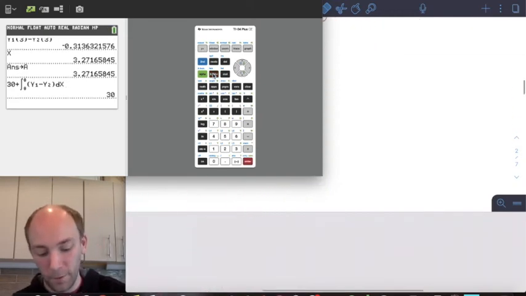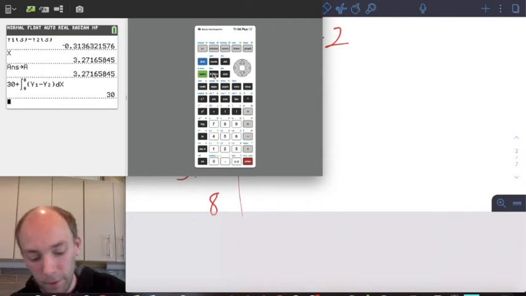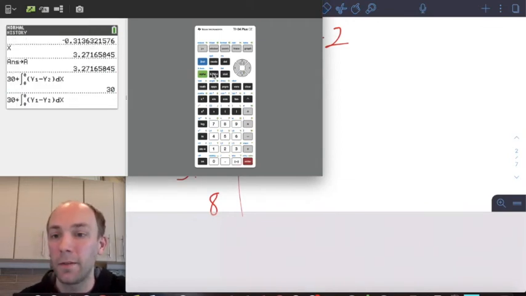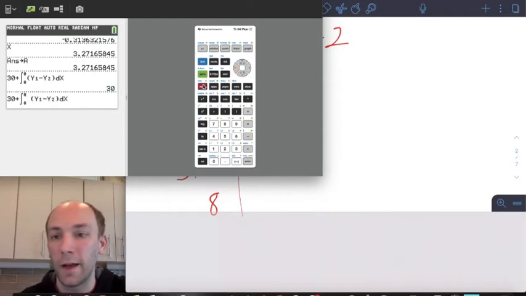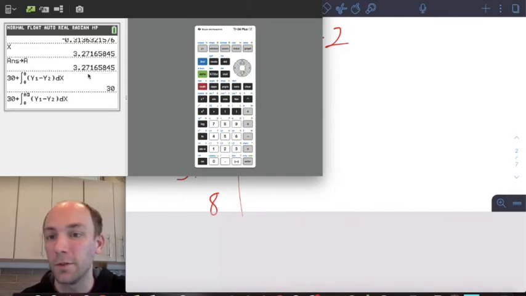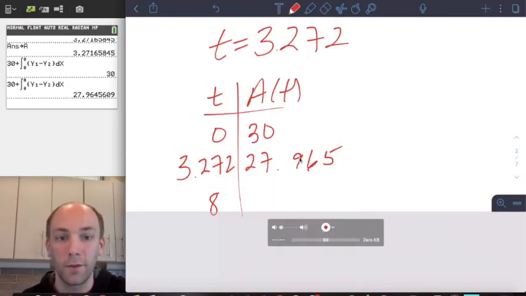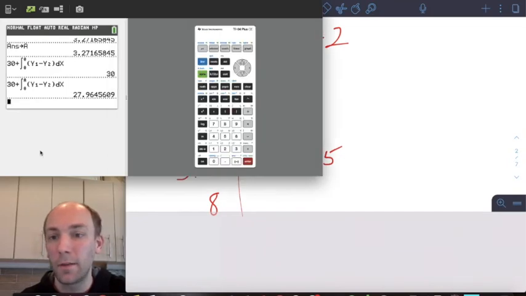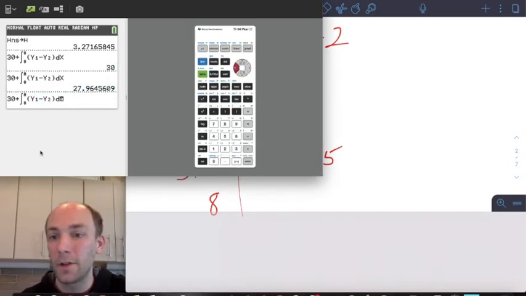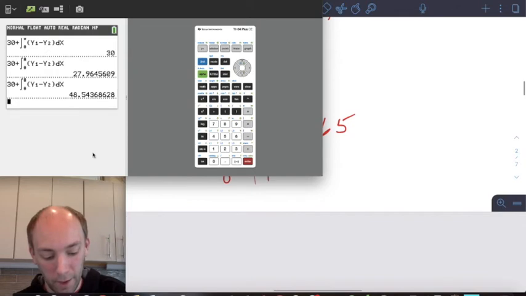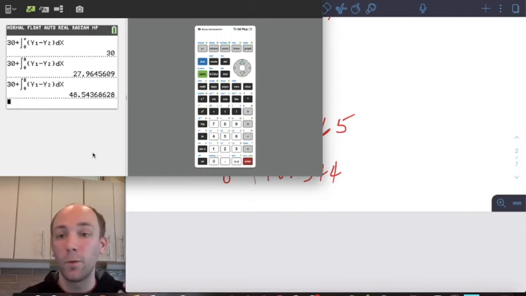You get 30. Okay. And then what I'm going to do is copy this same integral and change my top bound to a, right, which is that 3.272. So now I get 27.965. Okay, and I'm keeping track of these values on my table here. And then I'm going to copy that same equation and change the top bound now to 8. And get 48.544.